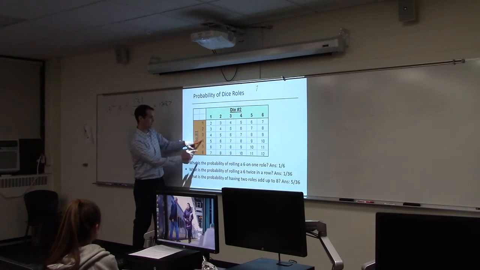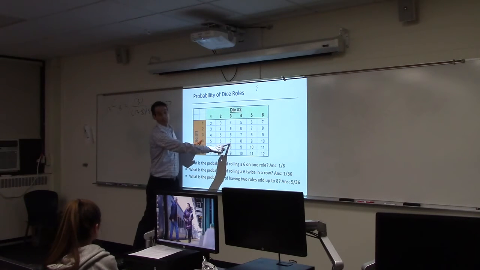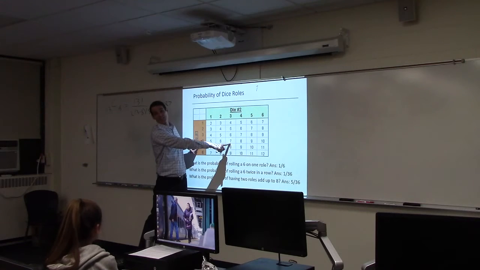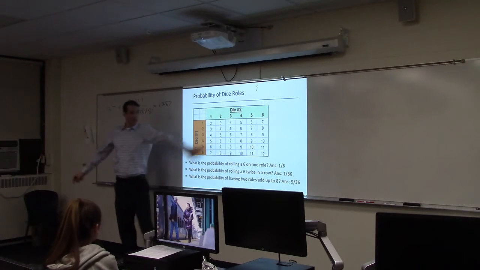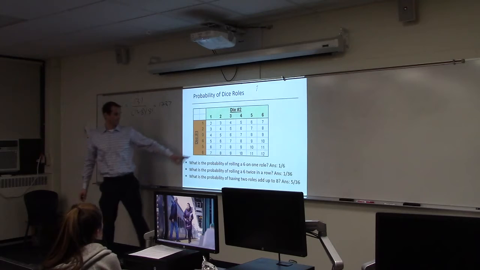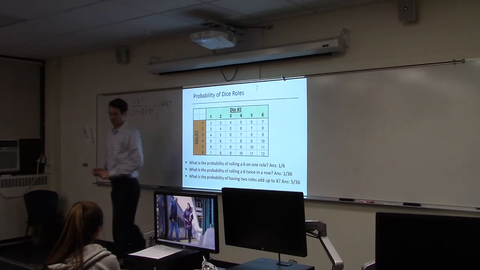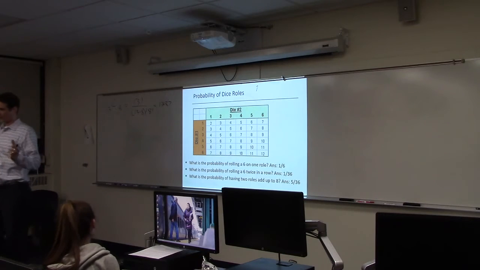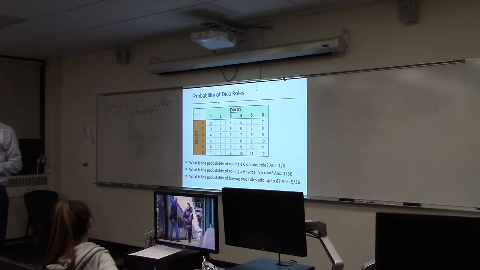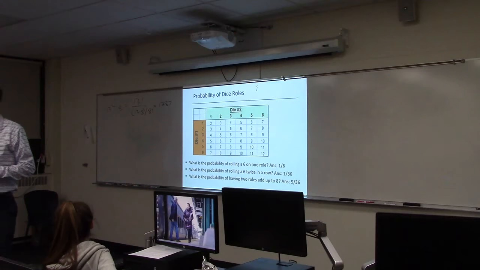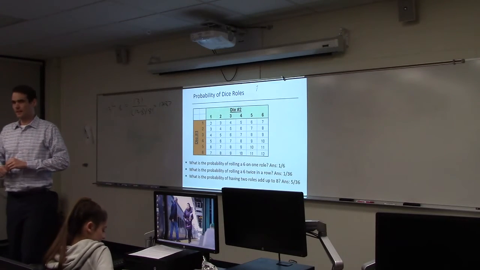So if I roll a 4 on the first die and a 3 on the second die, add those two together and I get a 7. For right now, I want you to realize that each of these boxes is a different possible outcome. So how many total outcomes are possible in this event? 36. All right, excellent.